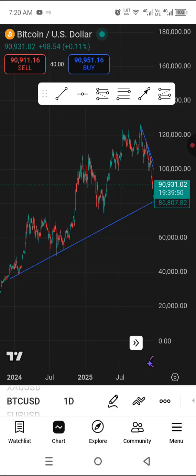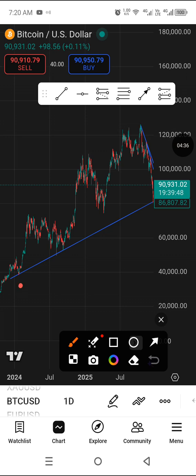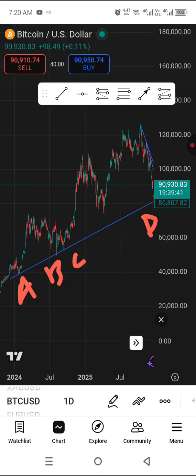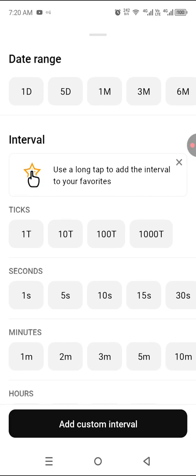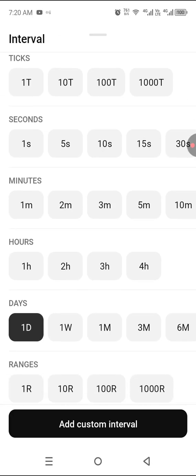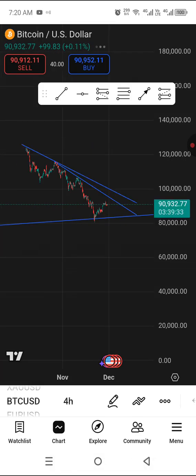We can name them A, B, and C. First A, this is B, this is C, and this is D. The last touch point is D, next to the current price. You can see it. So when you go to the lower time frame, you're going to start from D, which is the 4-hour time frame.